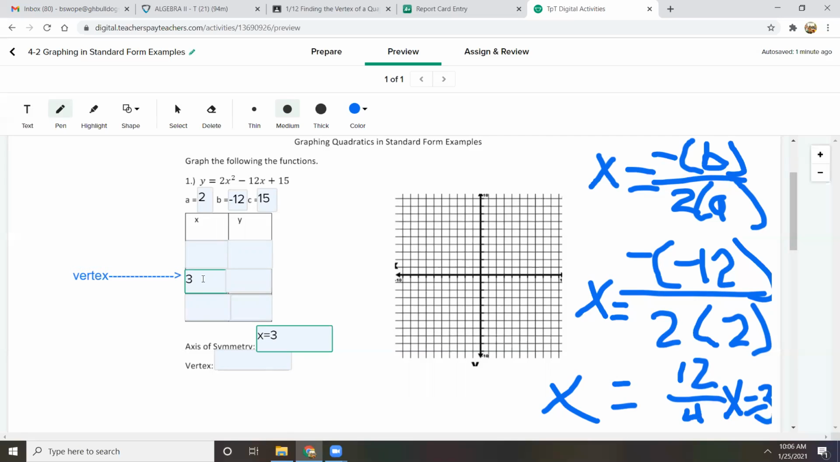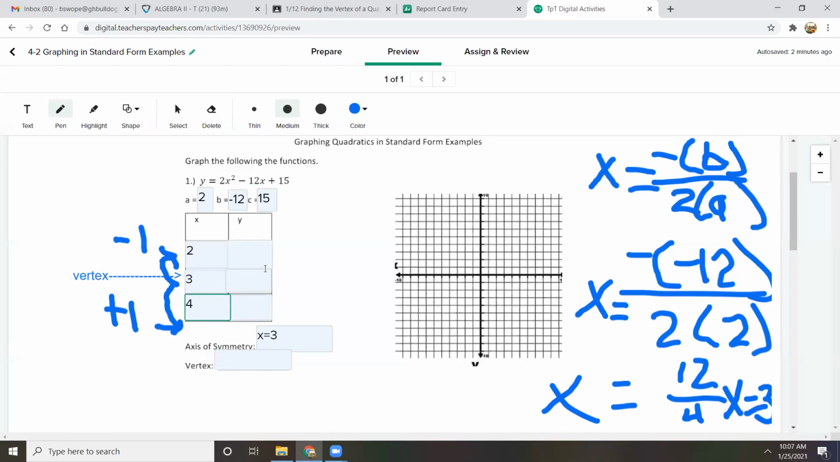That's how you get your first x value. It's similar to how we did it before, but to get your other x values, you're going to subtract 1 and add 1. Let me try and write that a little bit better. So 3 minus 1 would be 2, and 3 plus 1 would be 4. So that's how you get your x values.